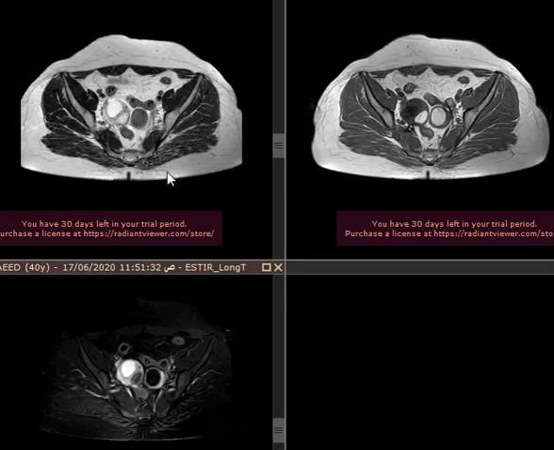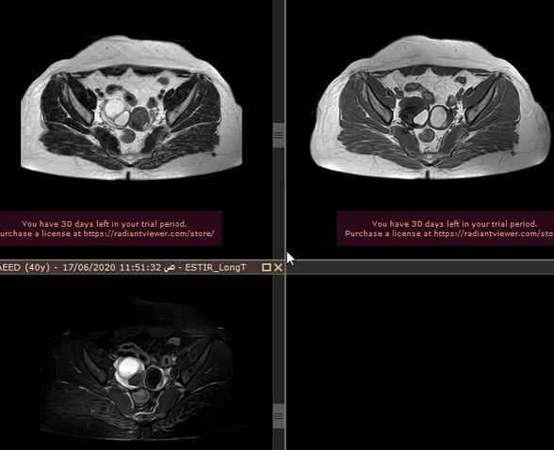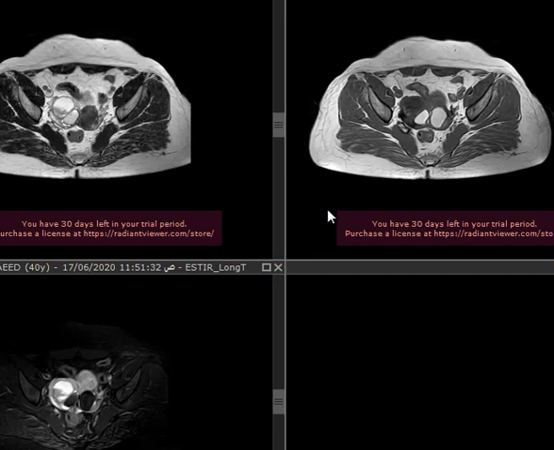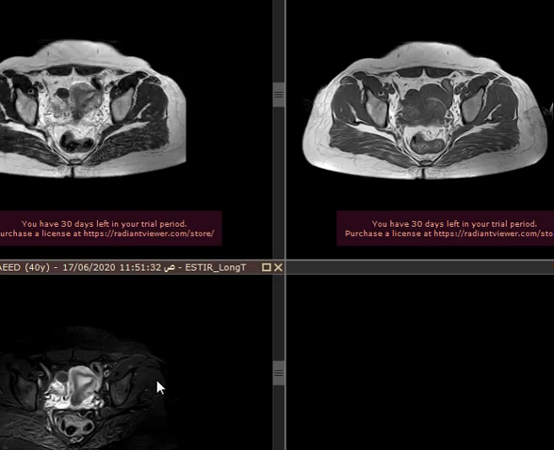Now we have the T2. Just another question. Is the patient in pain? No, maybe some bleeding but not pain.